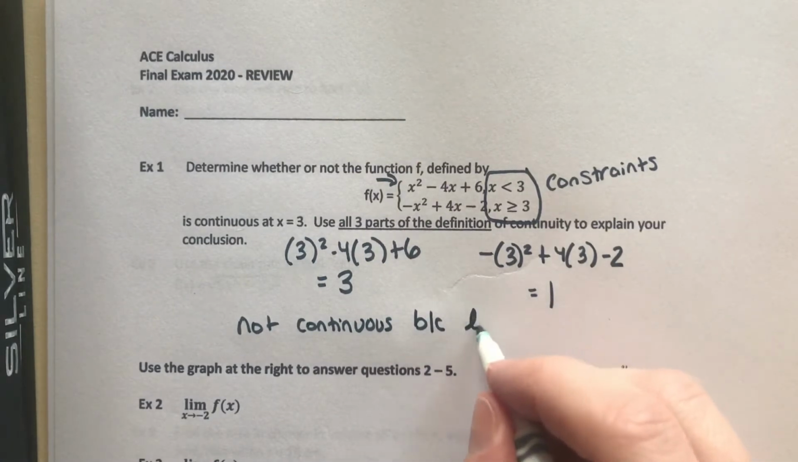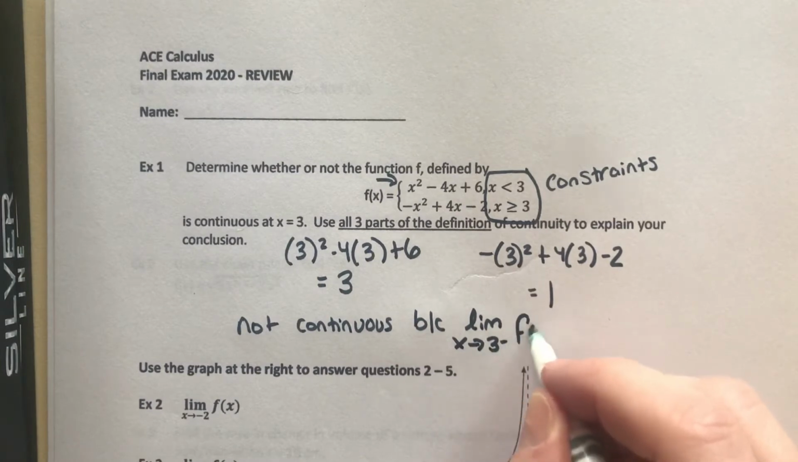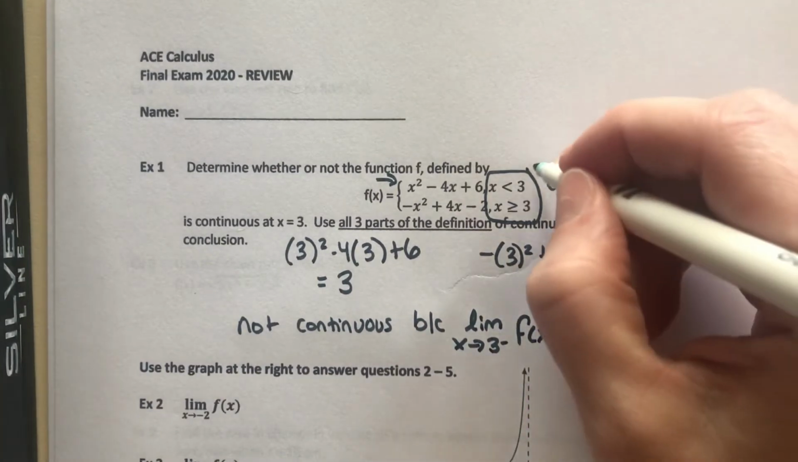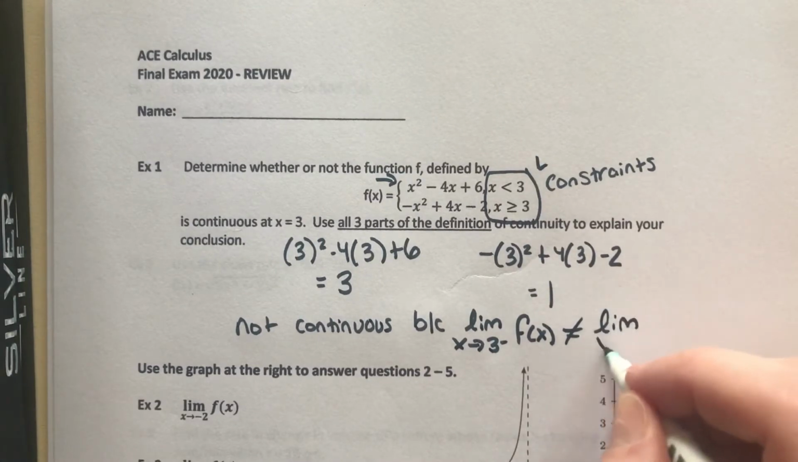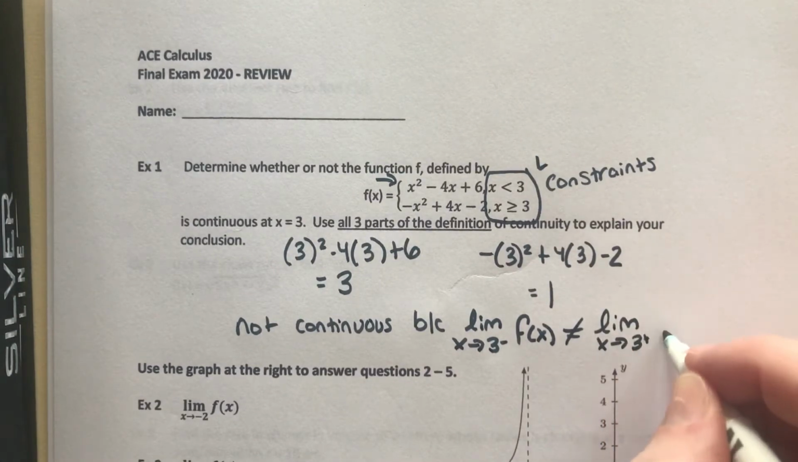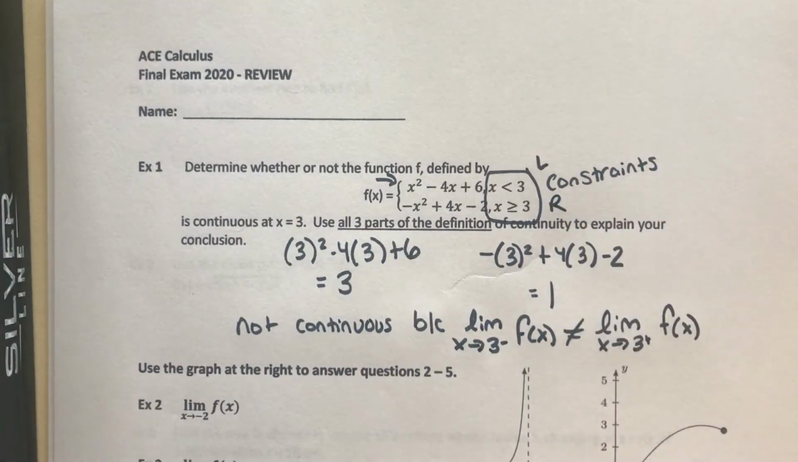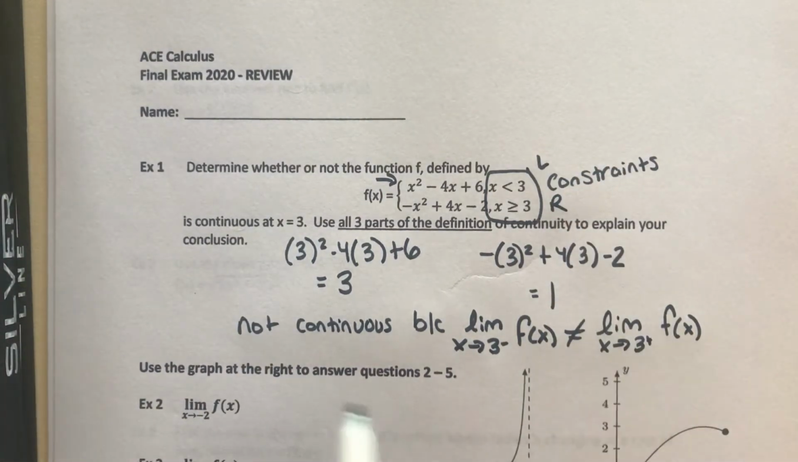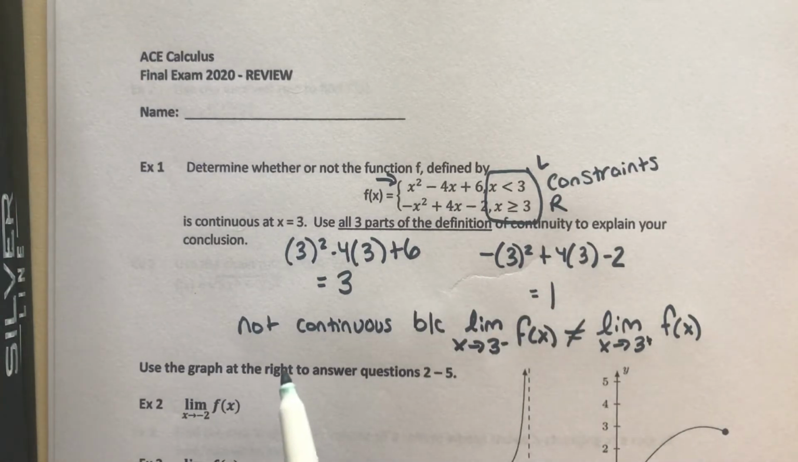So we would say, because the limit as x approaches 3 from the left of our function, so this is the left side, does not equal the limit as x approaches 3 from the right, and this is the right. So this is exactly what you want to state. Now, if they were equal, you would say it is continuous because the limit as x approaches 3 from the left is equal to the limit as x approaches 3 from the right.